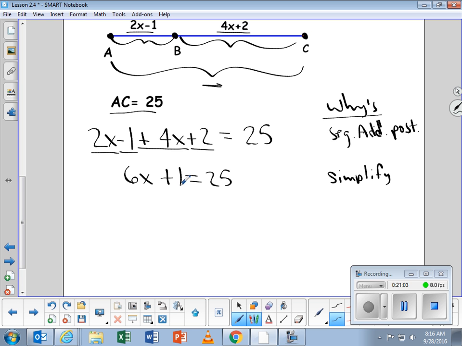Remember, when you're solving, it's undoing, right? So it undoes the order of operations. If you were simplifying, you would do multiply before add. But when you're solving, you would undo, so you go opposite. What would you do first? Minus 1 from both sides. And so you get the statement 6x equals 24.